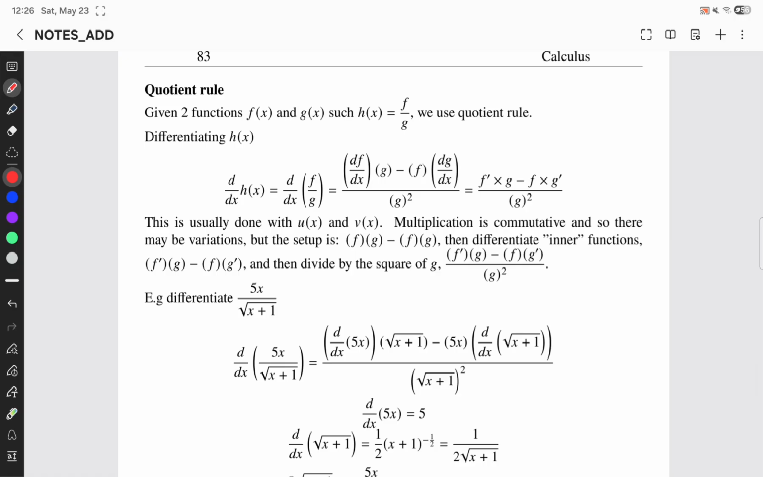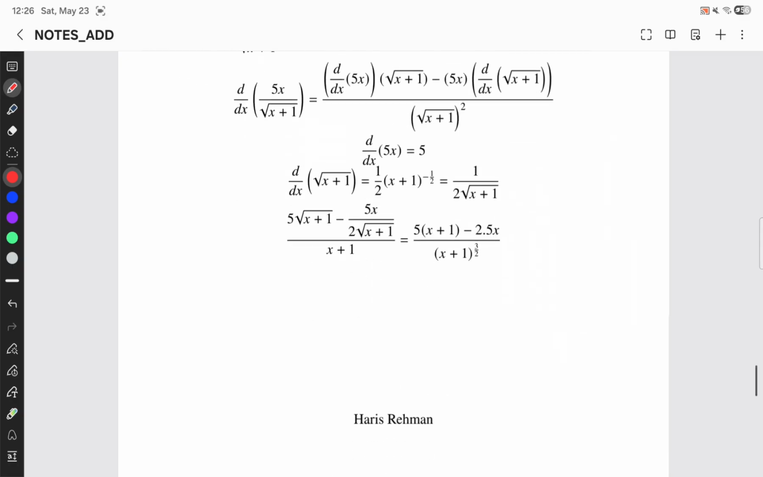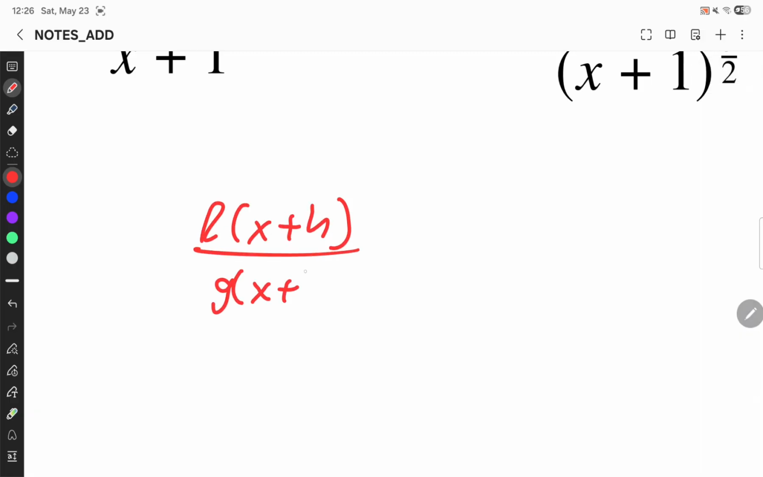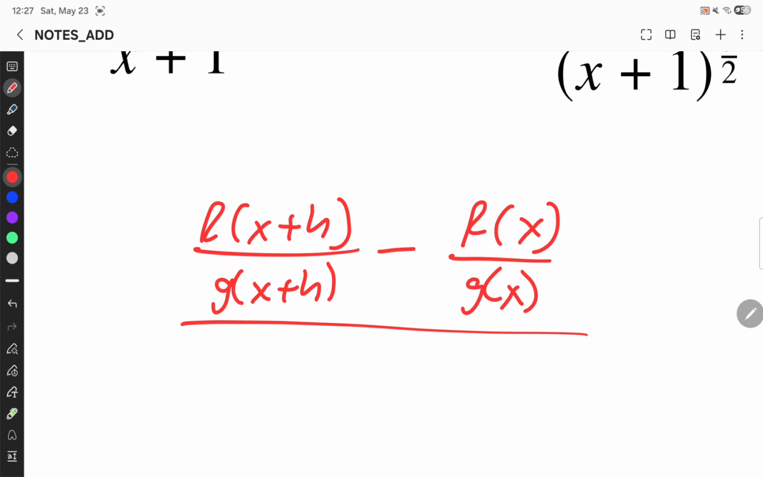Now, the quotient rule. We want to find the derivative of a ratio. How do we find the derivative of a ratio? Let's plug it in and see. This is f of x plus h over g of x plus h, minus f of x over g of x, all over h.